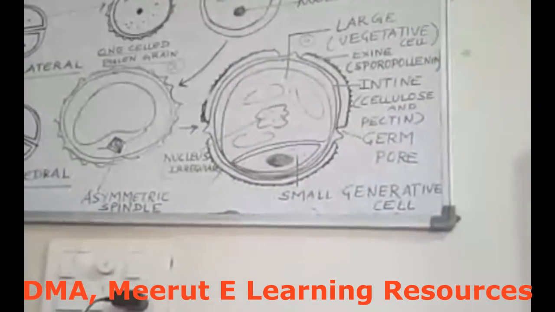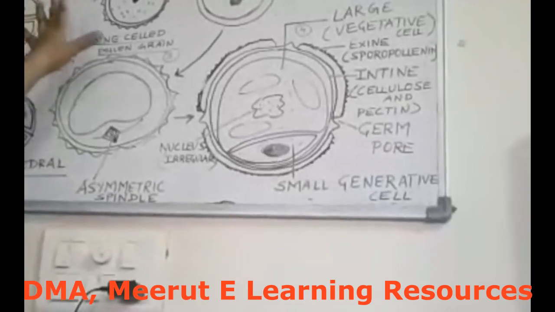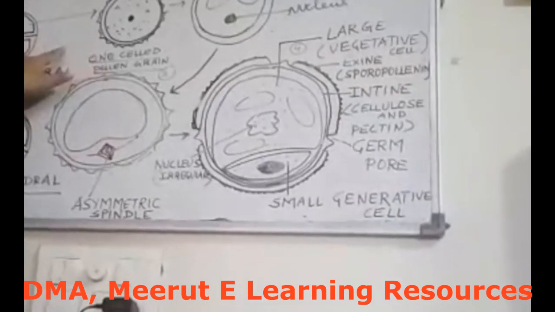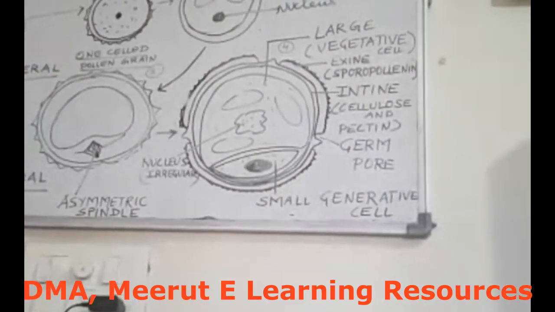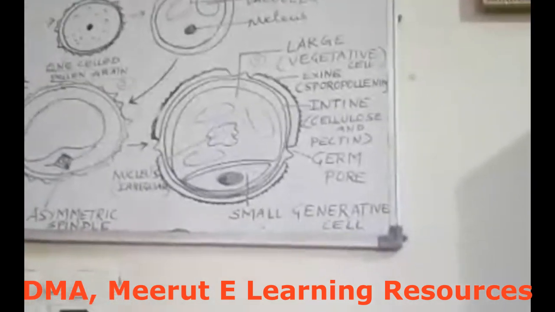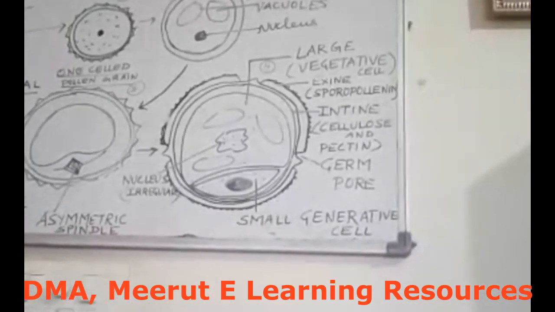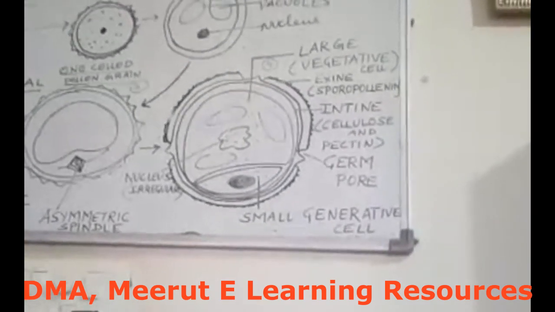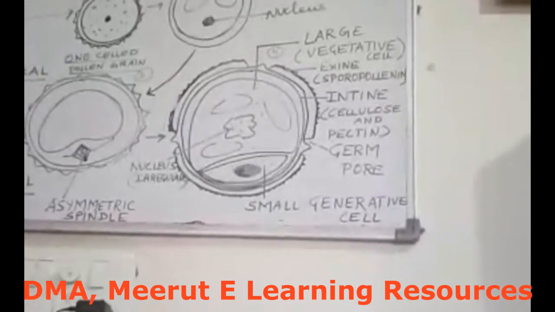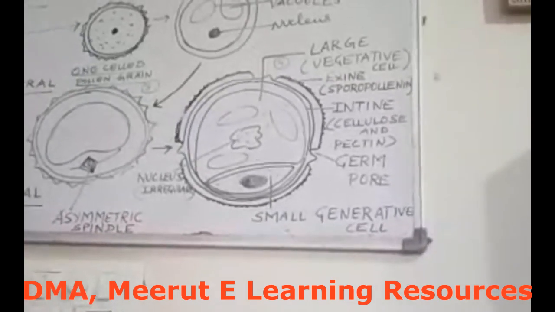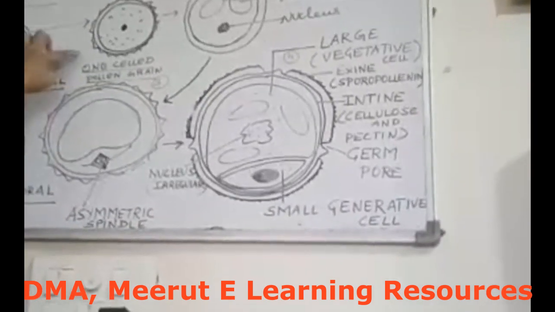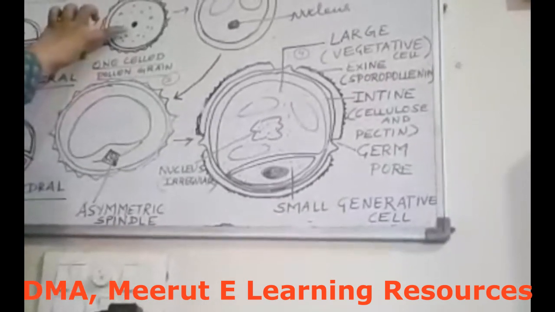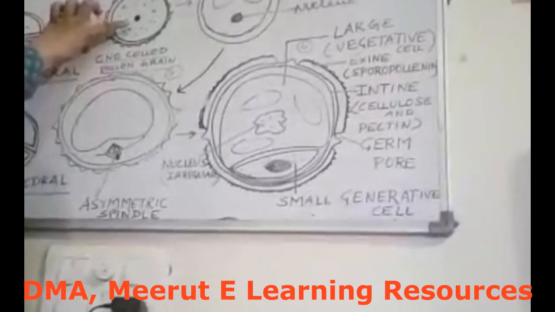Now here we are supposed to study the development and structure of the pollen grain, which is the first cell of the male gametophyte. During their development, these pollen grains grow and separate from each other. They increase in size and then get separated from the pollen tetrad. Now here you can see a one-celled pollen grain. It has a centrally placed nucleus. The nucleus is located at the center.